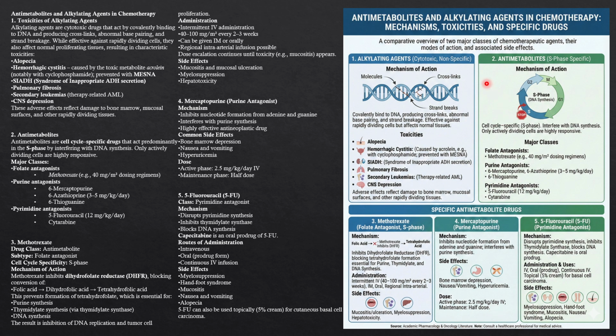The antimetabolites and alkylating agents in chemotherapy have different mechanisms, toxicities, and specificity to the drugs. There are alkylating agents, antimetabolites, and specific antimetabolite drugs like methotrexate, mercaptopurine, and 5-fluorouracil. They all have different mechanisms, and some of them have side effects and dosage limitations.